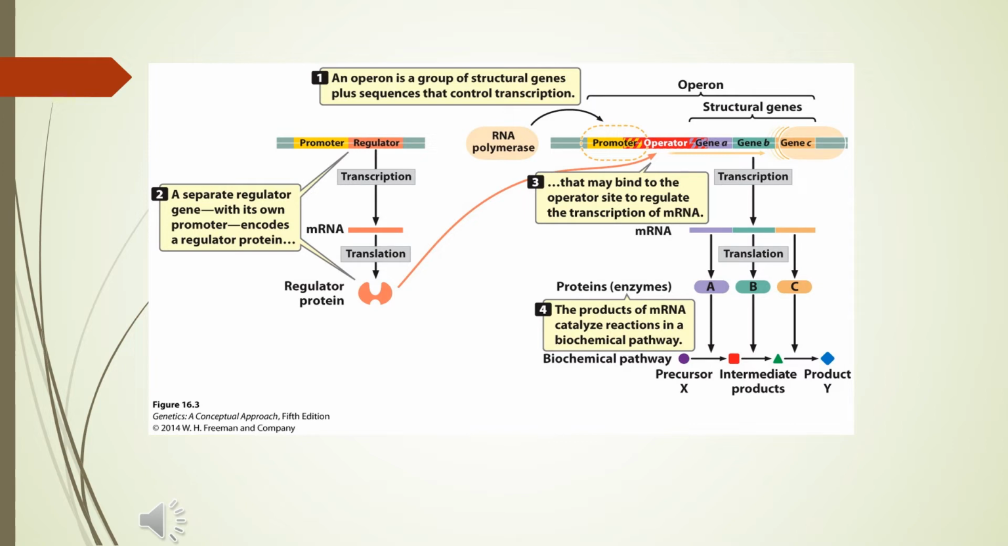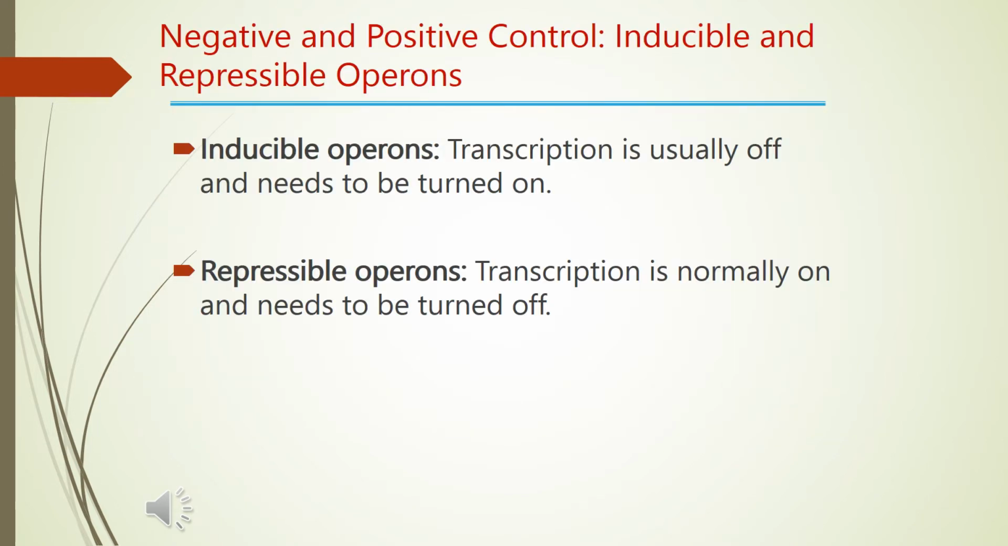Transcription will be off. As I told you earlier, there are negative and positive control, inducible and repressible operons. What do you mean by inducible operons? Inducible means they must be induced. Actually, they are in an off state and need to be turned on. So this operon will be transcriptionally off, so it must be induced to be turned on. So this is known as an inducible operon. Next one is the repressible operon. They are actually transcriptionally active, in an on state, and need to be turned off.